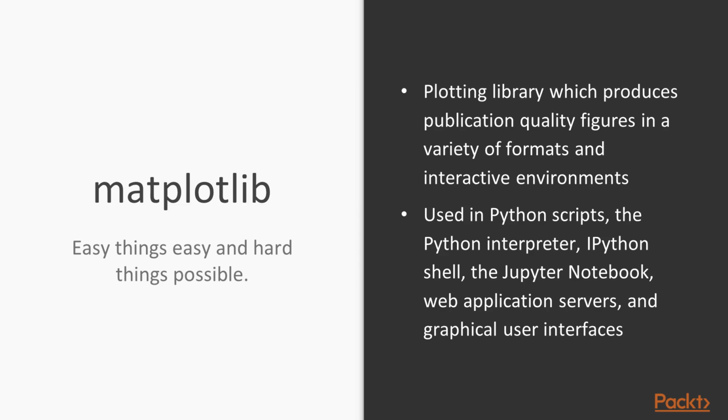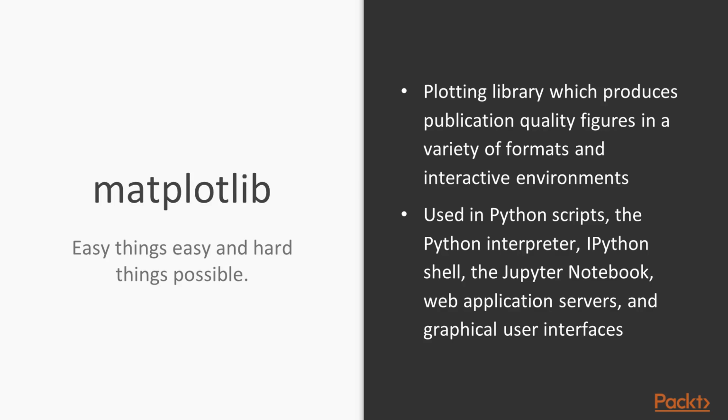Okay, so let's talk about Matplotlib. Matplotlib is a plotting library which produces publication quality figures in a variety of formats and interactive environments. It can be used in Python scripts, the Python interpreter, the IPython shell, or the Jupyter notebook. It can also be used with other graphical user interfaces. Matplotlib tries to make easy things easy and hard things possible. That is the philosophy behind this library. Although Matplotlib is written primarily in pure Python, it makes heavy use of NumPy and provides a very good performance for large datasets. So now let's take a look at some terminology that we use in Matplotlib.